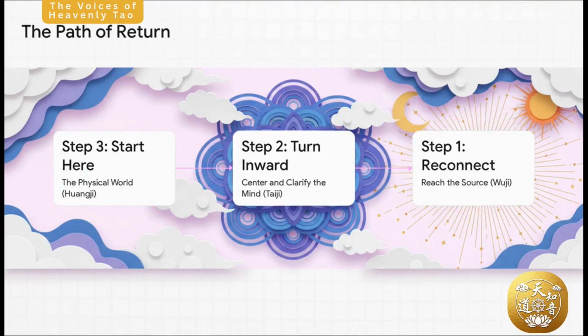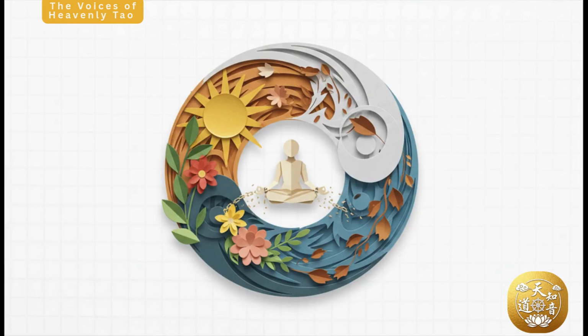And there's a map for that journey home. We all start out here, right? Deep in the physical world of Huangji. The path is to turn inward, to center and clarify the mind, our personal Taiji. And from that quiet center, we can finally reconnect with that deep, silent wellspring of our being, the Wuji, our original spirit. Now, I have to be absolutely crystal clear on this point. This journey is not about hating the world or trying to escape life and death. Not at all. It's about understanding their nature so deeply that the fear and the struggle just fall away. You're not bound by them anymore because you can see the whole incredible picture.